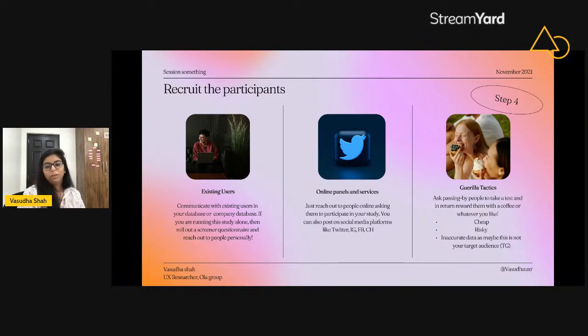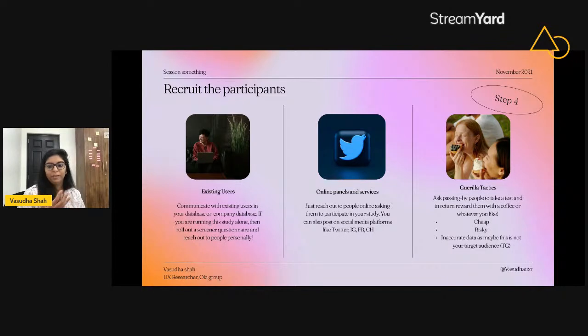The fourth, very common and yet very unheard of here, is guerrilla research. So ask passing-by people to take the test, and in return reward them with a coffee or whatever you like. So maybe rajma chawal or chana chaat or whatever they like, right? Samosa. So the good thing is that it's cheap. It won't take a lot of money. But the scary thing is it's risky. You don't know who's going to come to you. You don't know who you are treating and how they are taking it.